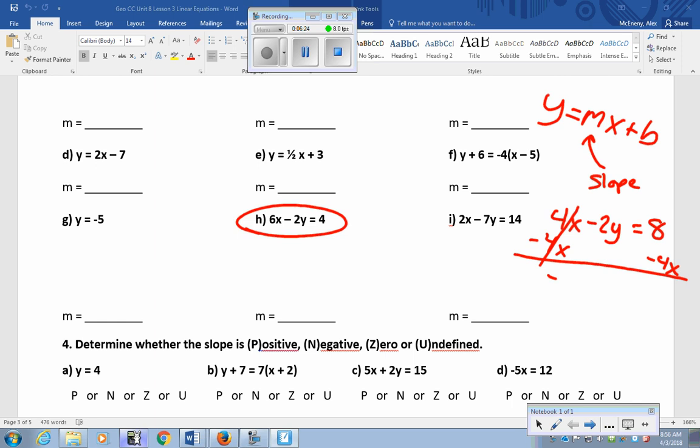So this ends up being negative 2y equals negative 4x plus 8. And just be careful with that sign. Then I'm going to divide everything by negative 2 to get y by itself. So now I do negative 4 divided by negative 2, which is positive 2. And then 8 divided by negative 2, which is negative 4. So that would mean for a question like this, the slope is going to equal 2.